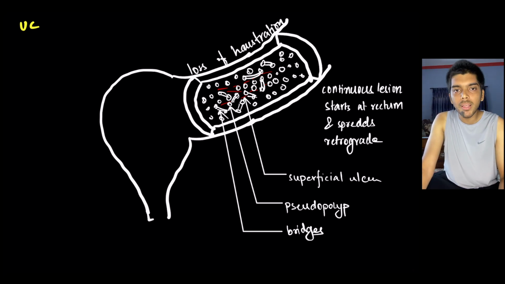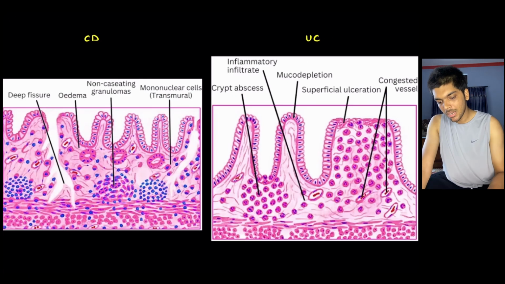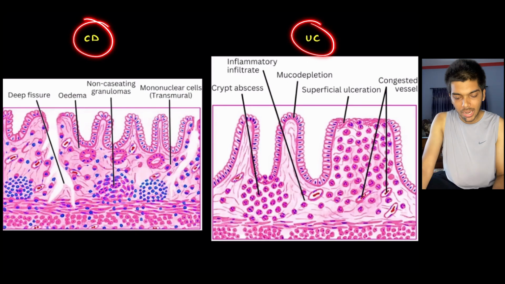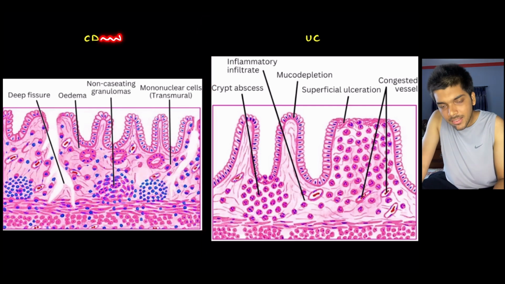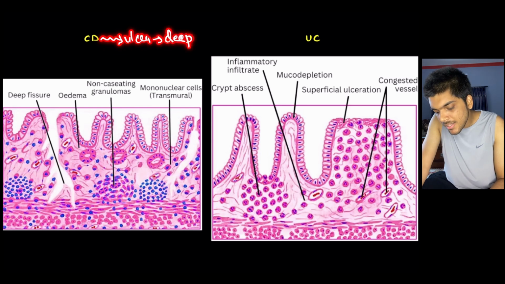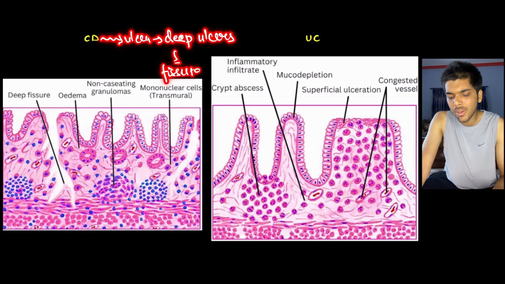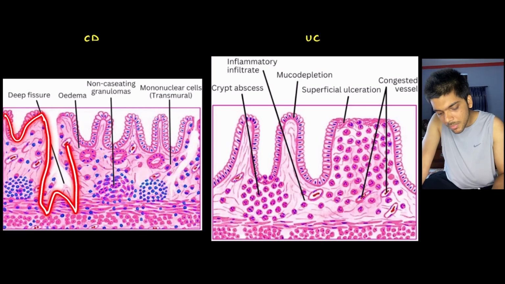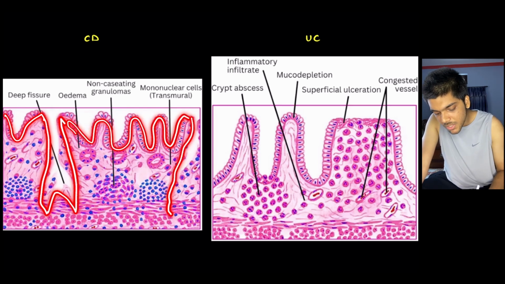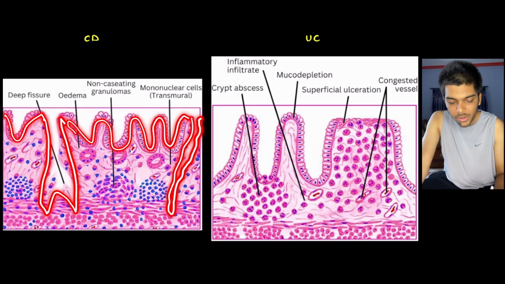Now let's compare the microscopy of both of them. Crohn's disease, ulcerative colitis. In Crohn's disease, I said that there are ulcers. What type of ulcers? Deep ulcers. And these deep ulcers are referred to as fissures. So in microscopy, you can see fissures. Simple. There is mucosa and then there is a deep ulcer involving the muscular layer as well. Mucosa, breach in mucosa, submucosa and muscular layer. These are referred to as fissures.